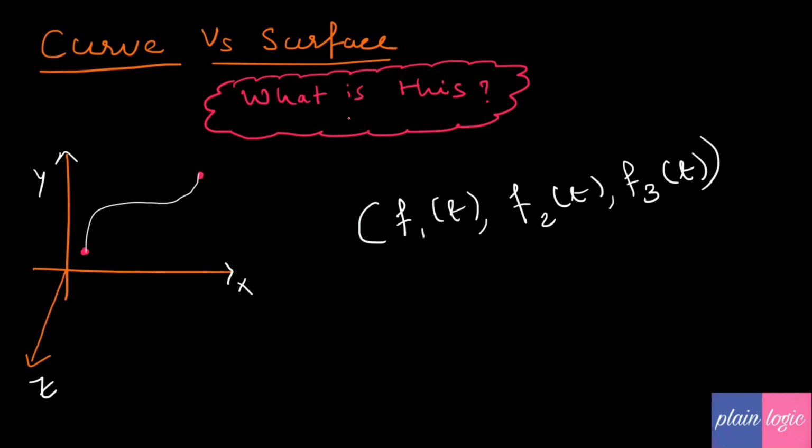Now that is all about a curve. Basically, the degree of freedom in a curve is 1, because it is dependent on only one variable when seen in the parametric form. Now let's move to surface.